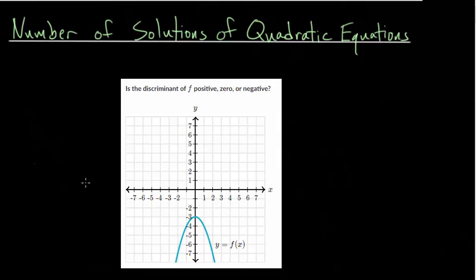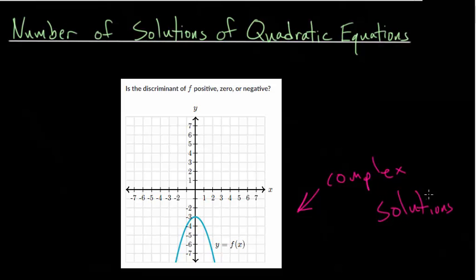And what you can see with this first question, it's asking, is the discriminant of the function f positive, 0, or negative? And you can see that this is our third case where it does not cross through this x-axis. In fact, this is the case where there are no real number solutions. In this case, we'll end up with complex solutions.